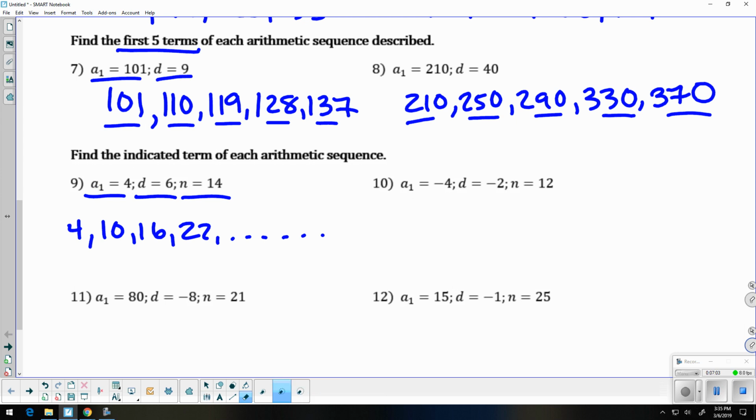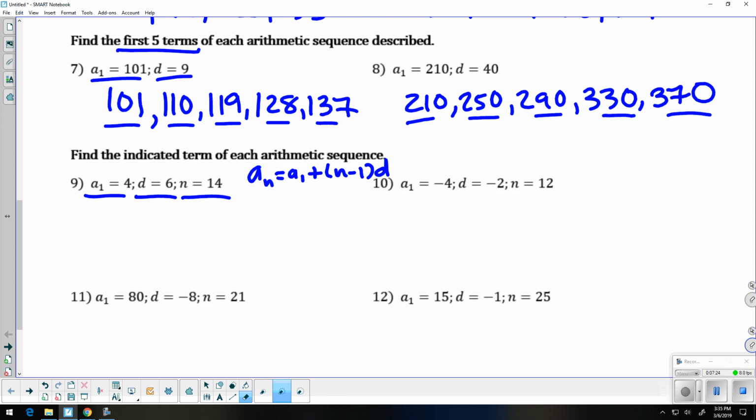But if I asked you to find like the 70th term, do you really want to write out all 70 numbers? Probably not. So that's why, again, we have that really cool formula to get us to the correct answer a little bit faster. So how you plug it all in, I'll write it here too, just so we don't have to keep scrolling up and down.